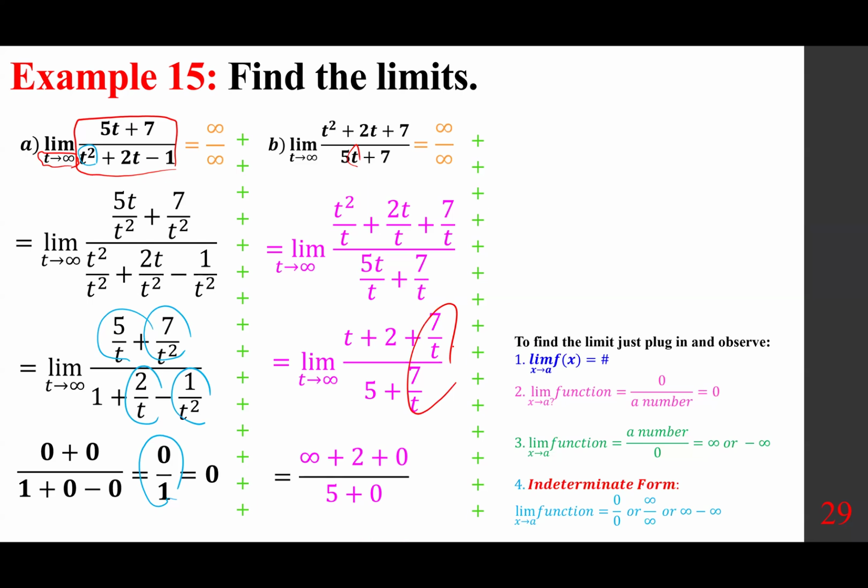Let's replace t with infinity. In the numerator, you have infinity plus 2, and infinity plus 2 or minus 2 or plus 10,000 or minus 10,000 makes no difference. It's infinity. And if you divide infinity by 5 or 5 billion, it is still infinity. It makes no difference. Infinity is a constant.